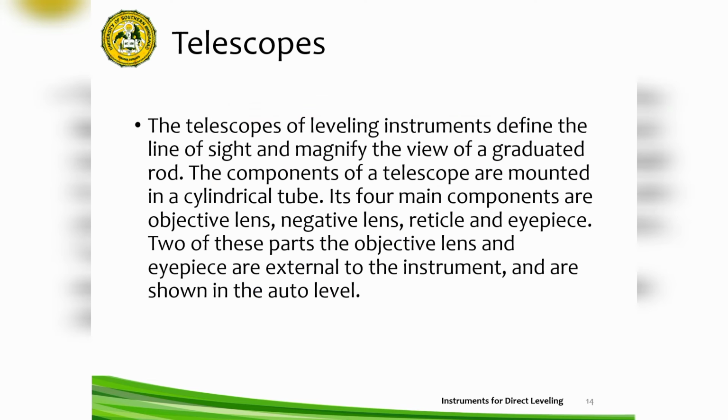So next, telescopes. The telescope of a leveling instrument defines the line of sight and magnifies the view of a graduated rod. The components of the telescope are mounted in a cylindrical tube. These four main components are the objective lens, negative lens, reticle, and eyepiece. Two of these parts, the objective lens and eyepiece, are external to the instrument and are shown in the auto level.